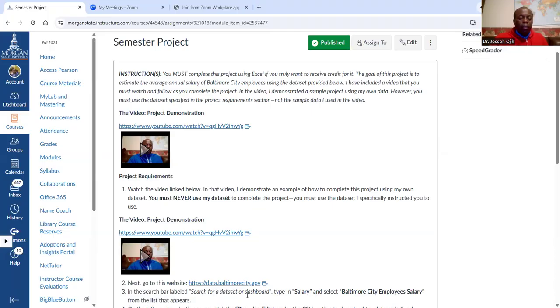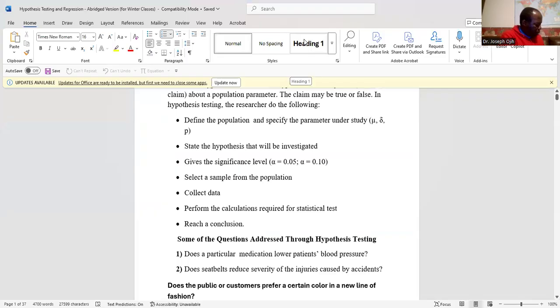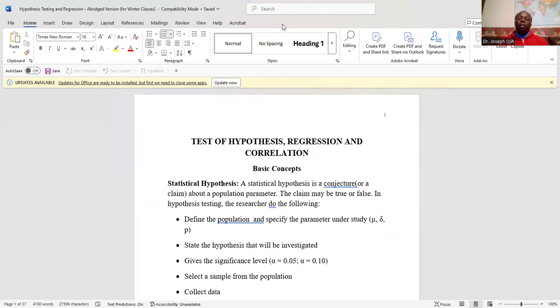Okay, today we are looking at the test of hypothesis. Hypothesis testing. Okay, a statistical hypothesis is a claim we make about a population parameter. That population parameter might be the mean, variance, standard deviation, or proportion. So the claim may be true or false. We don't know until we test the hypothesis to find out.